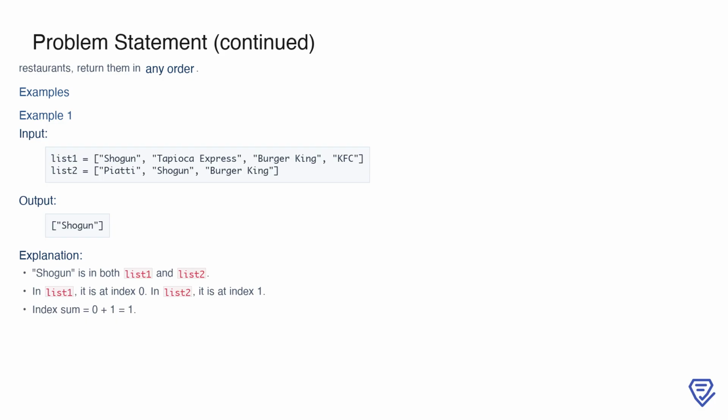Suppose list 1 contains the restaurants Shogun, Tapioca Express, Burger King, and KFC, while list 2 contains Piatti, Shogun, and Burger King. Here, Shogun is the only restaurant that appears in both lists. It is found at index 0 in list 1 and index 1 in list 2, making its index sum 0 plus 1 is equal to 1. Since there are no other common restaurants, the output is simply Shogun. This demonstrates how we identify common restaurants and calculate their index sums to determine the result.